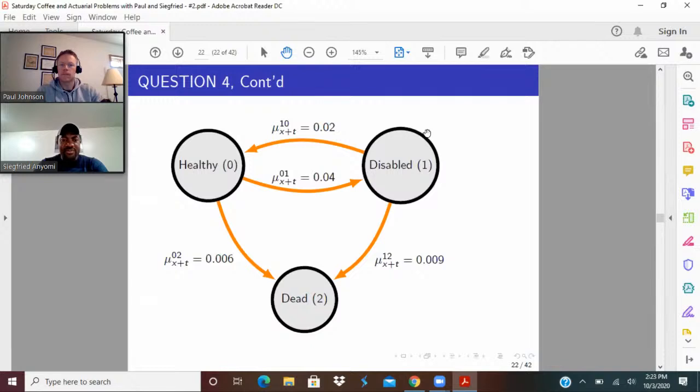Okay, so moving from state 0 to 1 is possible. Moving back from disabled to healthy is possible. And then once you get to the dead state, you are stuck. Okay.